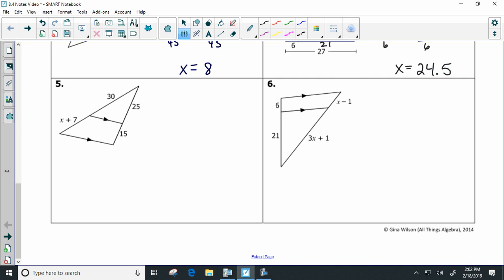All right. Number 5 is almost already parallel for you. So setting up my two fractions should be pretty easy. Left top is 30. Left bottom is x plus 7. Right top is 25. Right bottom is 15.